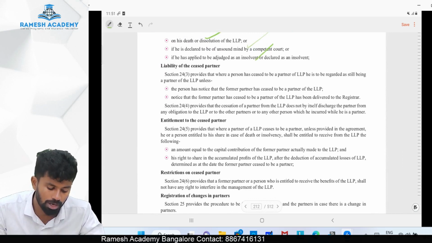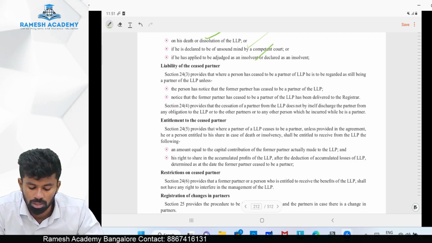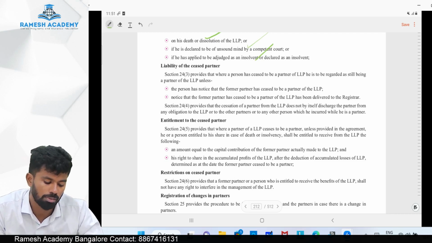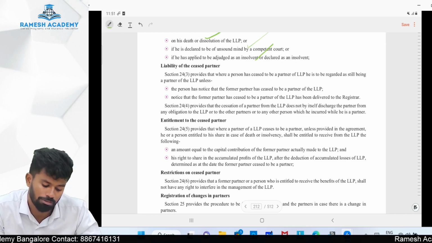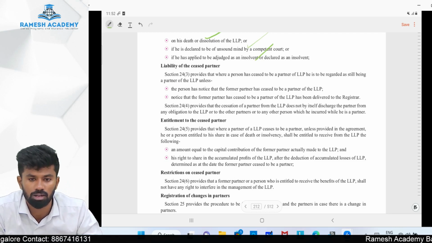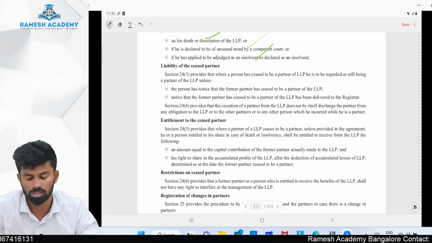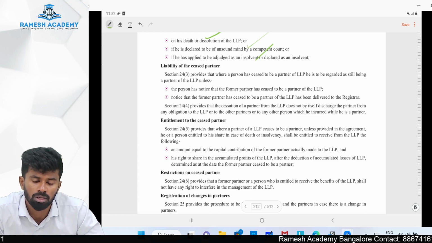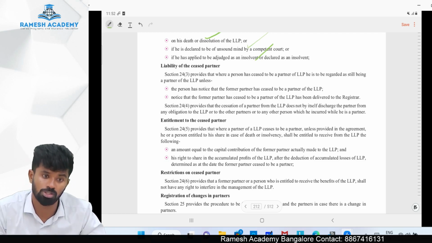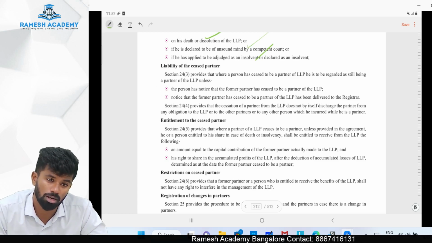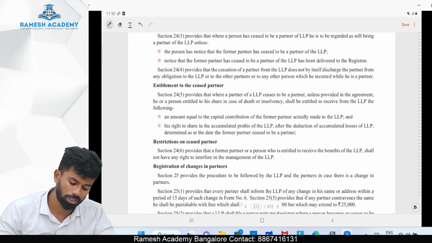Liability of ceased partner: where a person has ceased to be a partner of the LLP, he is to be regarded as still being a partner of the LLP unless notice has been given that the former partner has ceased to be a partner. Means a public notice must be given. He has to intimate the ROC that he is no more a partner. If public notice is not given, and if anyone gives a loan to the partnership firm believing that the person is a partner, he will be held responsible.